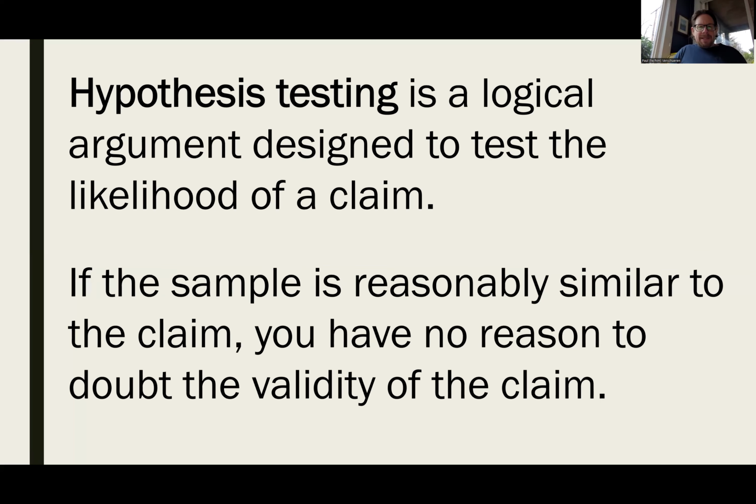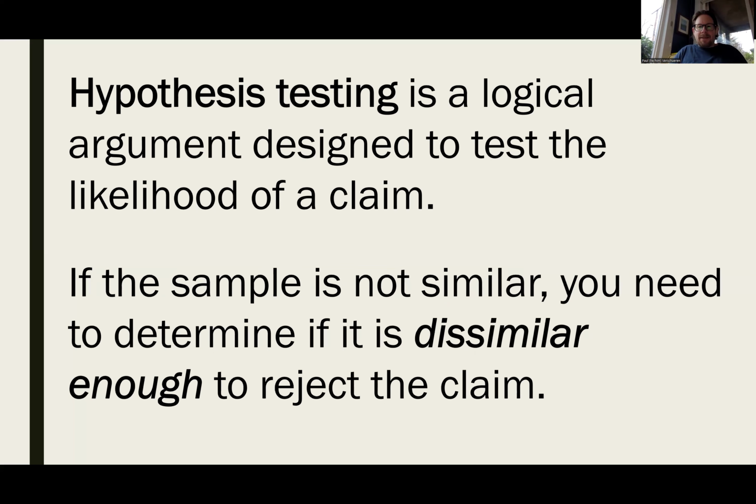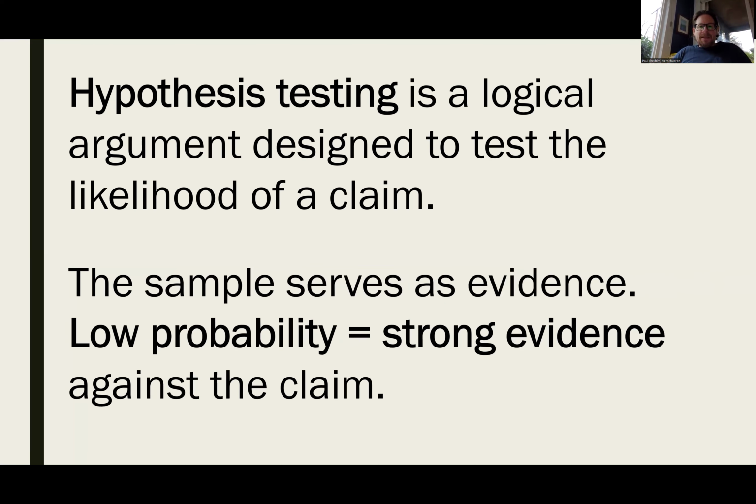If the sample is reasonably similar to the claim, you have no reason to doubt its validity. And if it's not, you have to determine if it's dissimilar enough. This is related to sampling variation: there's a natural amount of sampling variation, but too much would indicate that there's more going on than just sampling variation alone. This is something you have to keep in mind as you go through this. At the end of all hypothesis tests, you arrive at a p-value, which is a probability. It's counterintuitive, but low probabilities end up being strong evidence against the claim. And we'll get into that a little more in a bit.